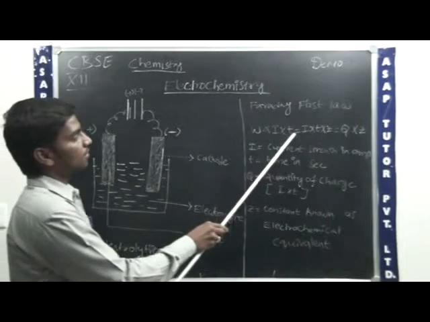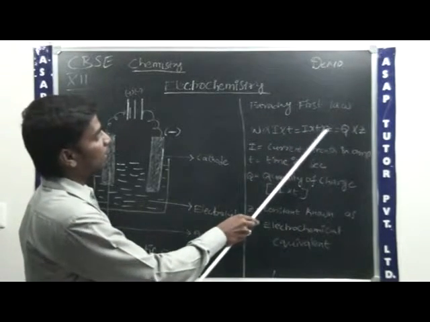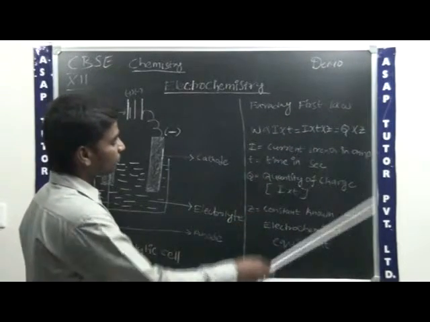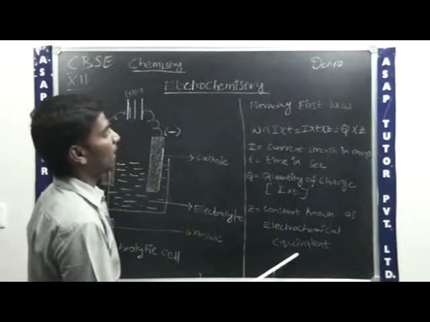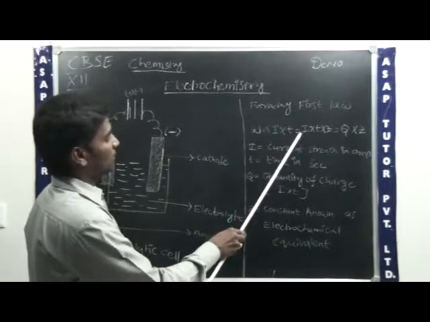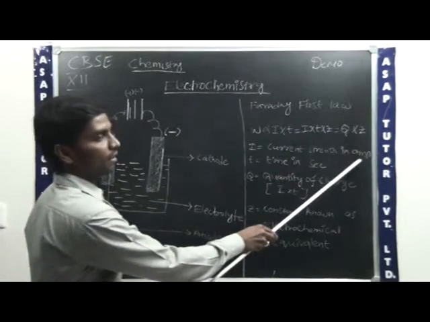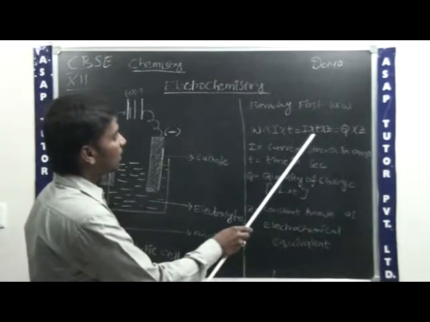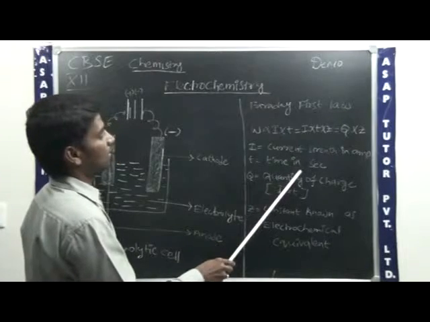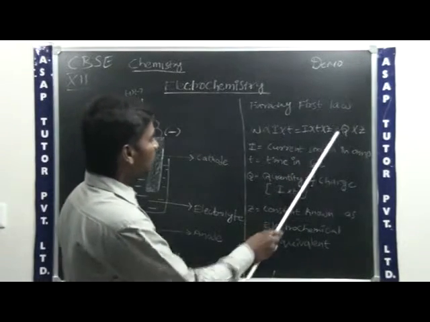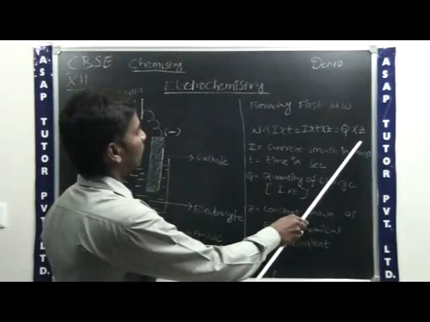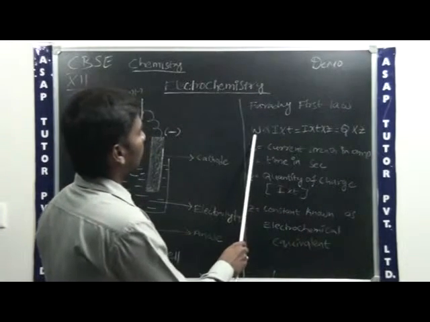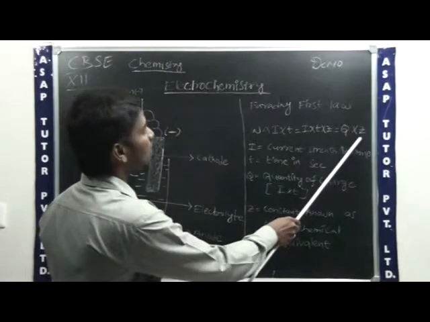I write it like this: W equals I into t into Z. Z is the constant known as the electrochemical equivalent. I is the strength of current in amperes, and t is time in seconds. Q is I into t. So W is directly proportional to Q into Z.